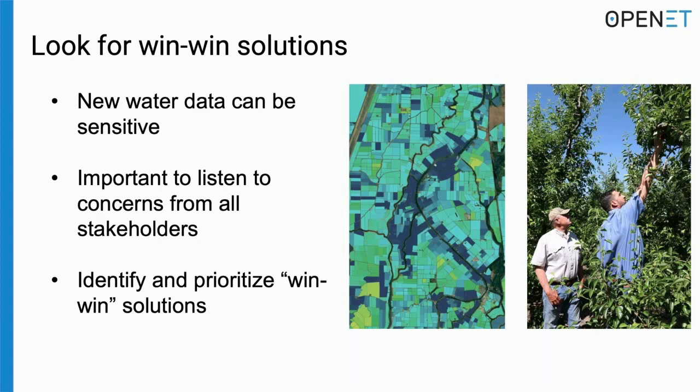Within the OpenET consortium, we have really prioritized the identification of win-win solutions where there are clear benefits to individual agriculture producers from the use of ET data, while also improving our ability to understand total use of water through ET in a particular location or a particular watershed, and improving the accessibility of information on evapotranspiration to water resource managers.